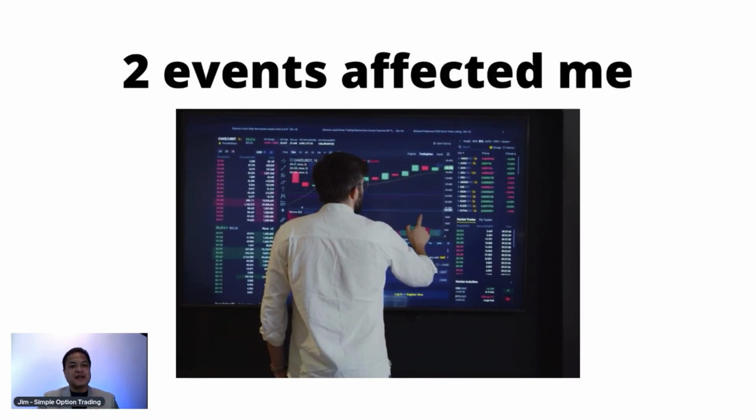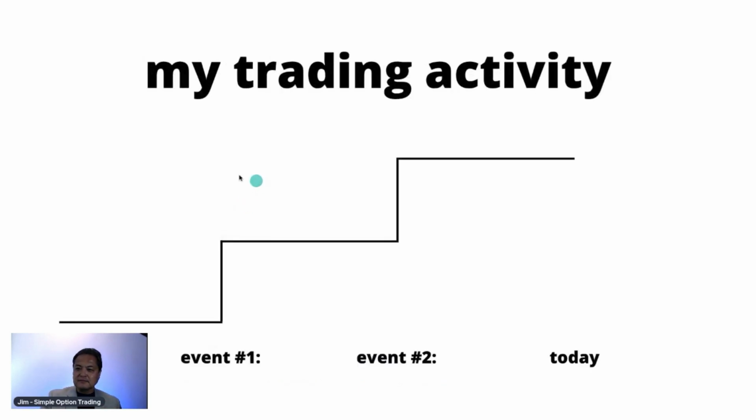I want to explain where I came from and how I got here. Let me go ahead and move my face out of the way. There we go. So in 1990, roughly, I started options trading. And two major events happened between the time I started in 1990 and today. Let me briefly explain what they were.